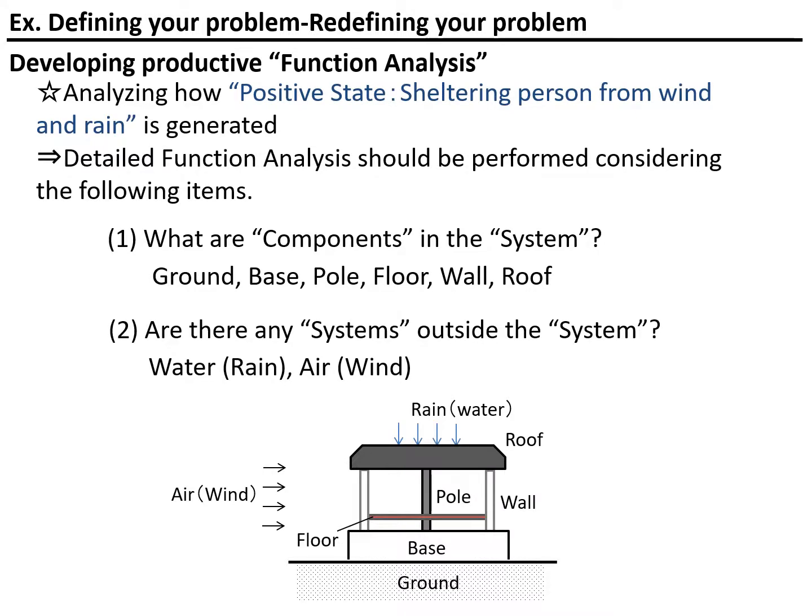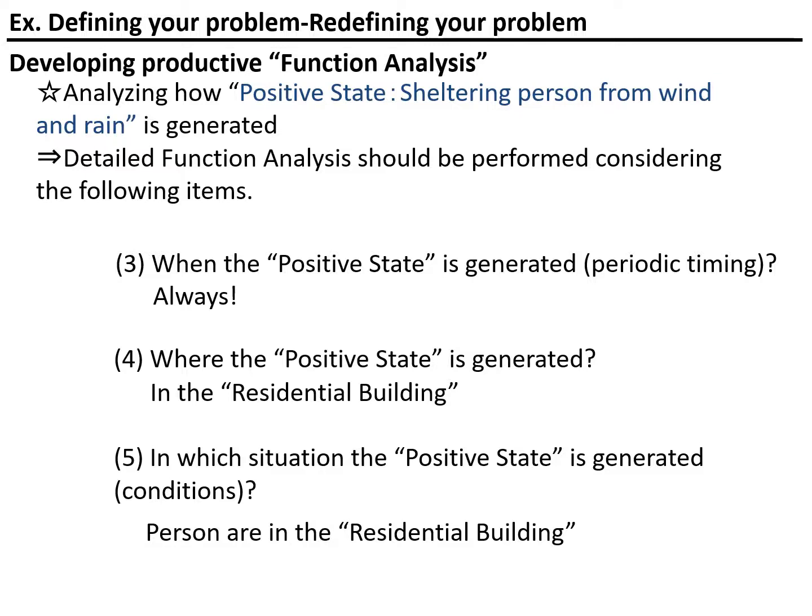You may ask this question next: are there any systems outside the system? I recognize that water could be a component outside of the system, or also air. Actually, water is rain and air is wind. The next question: when is the positive state generated, including periodic timing? I think always. As long as we are staying inside the house, we want to be protected from rain and wind. Next question: where is the positive state generated, and in which situation, including conditions? A person in the residential building. In this situation, we want the positive state to be generated from the system.